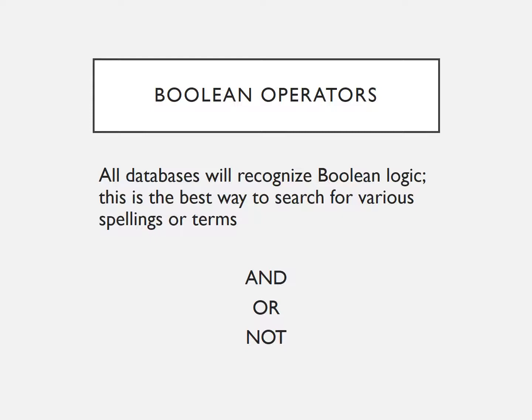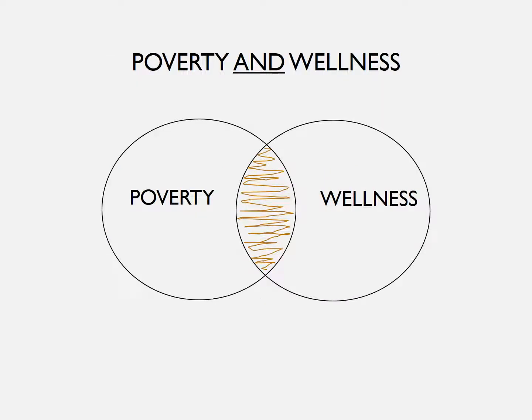So first, let's talk about how to search those databases once you've picked them. All library databases will recognize Boolean logic or Boolean operators, which is the best way to search. It sounds intimidating, but Boolean logic just refers to 3 words: and, or, and not. So let's take a look at how those work.